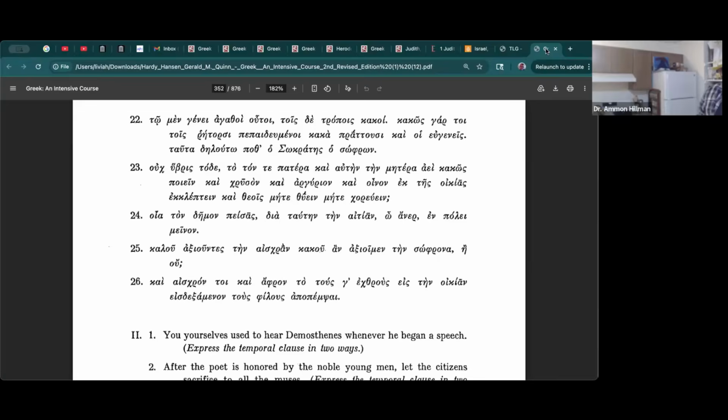Remember, you can substitute things. Whenever you see that optative with an an, you know that you're either in the world of the potential or in the world of the future less vivid. We translate them both as woulds. You would do something.